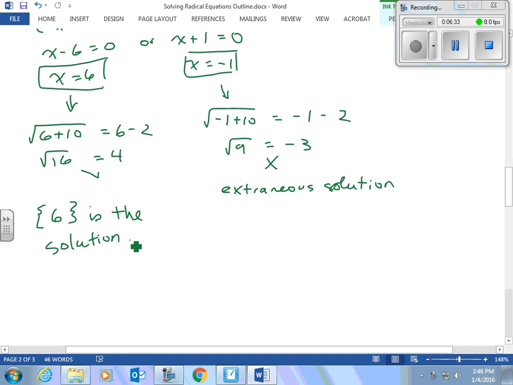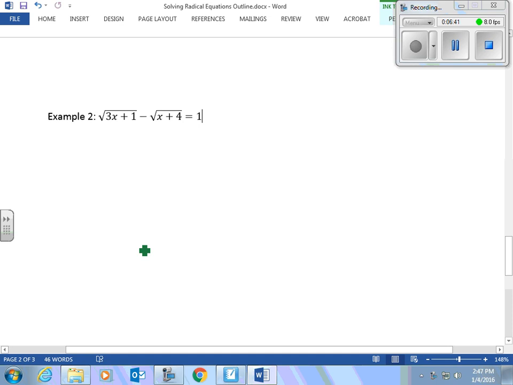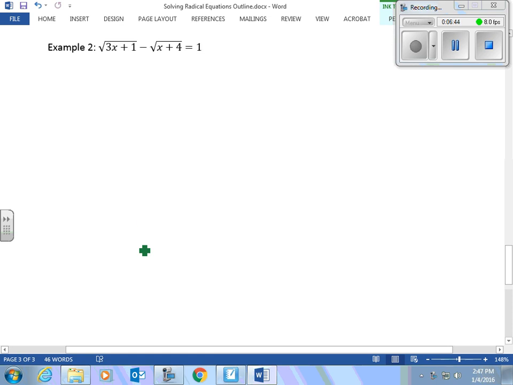So let's take a look at what happens when there are two radicals in our equation. And we have an example here. The steps are the same. We're going to isolate the radical first. So what we'll do is add the square root of x plus 4 to both sides of the equal sign, so that we have that square root of 3x plus 1 isolated by itself. So the square root of 3x plus 1 equals 1 plus the square root of x plus 4. Okay, so we've isolated, so now we'll square both sides.